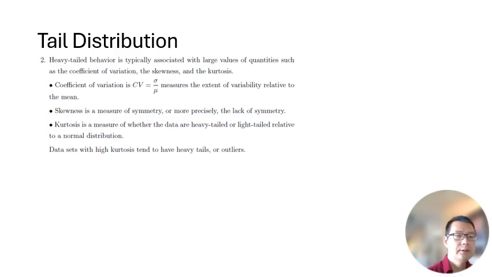But here, kurtosis is a measure of whether the data are heavy-tailed or light-tailed relative to a normal distribution. So when it comes to it, you have to calculate the kurtosis in order to understand whether the data are heavy-tailed or not. Data sets with high kurtosis tend to have heavy tails or outliers, and that's what we should pay attention to.